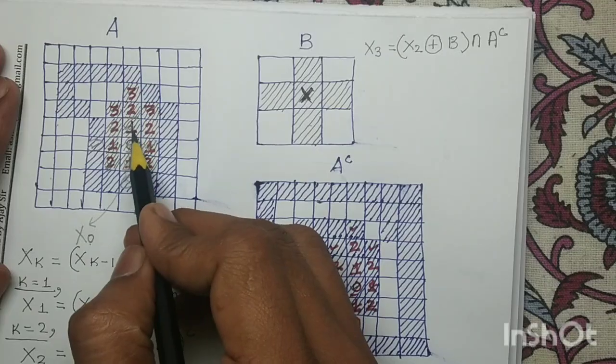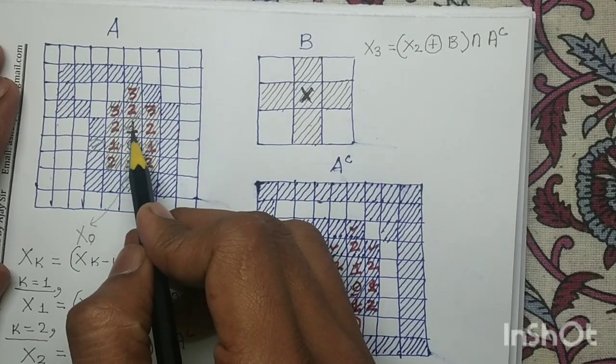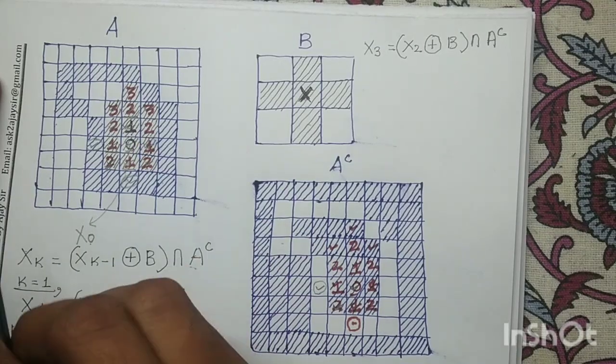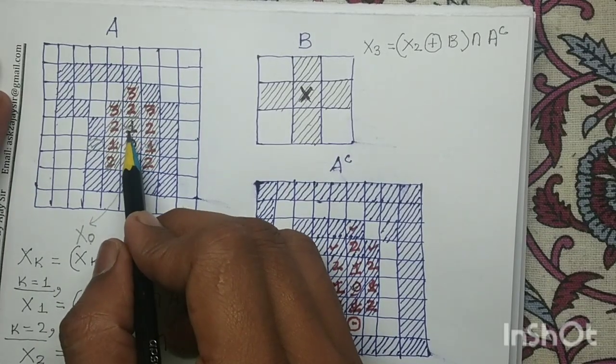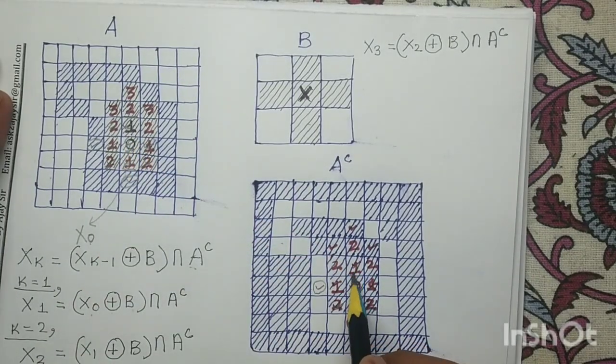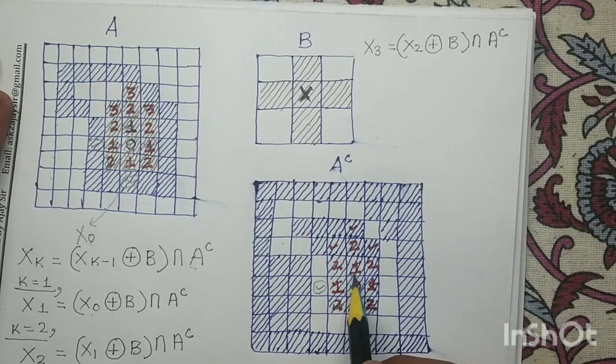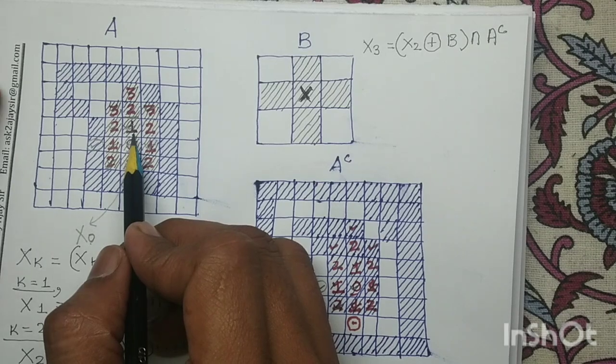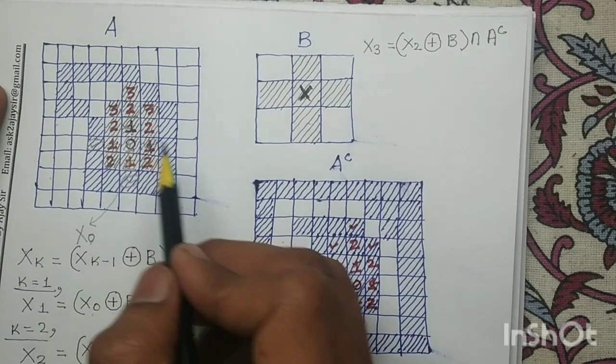What about this dilation result? This dilation result is at logic 1. It is already at logic 1, and if you compare in A complement also, it is at logic 1. Since we have already marked it as 1, we will not change it.